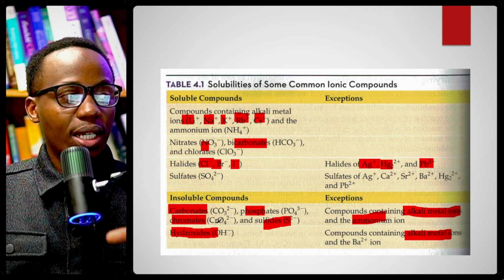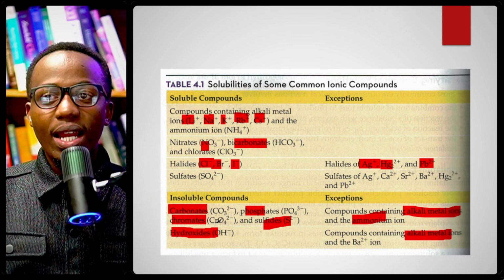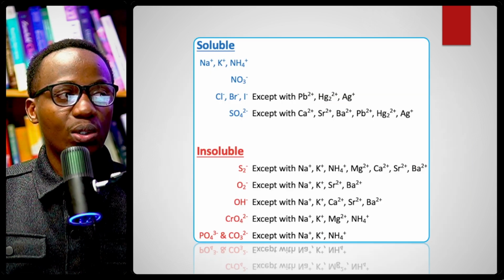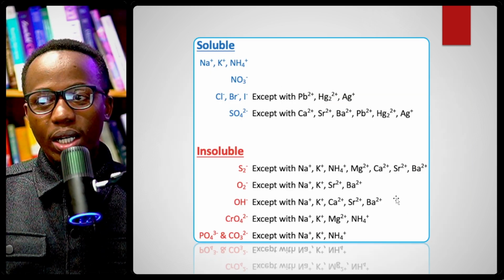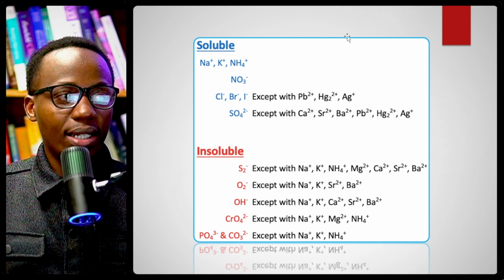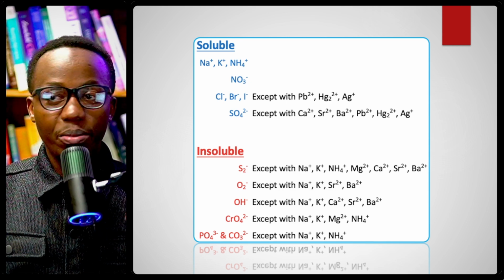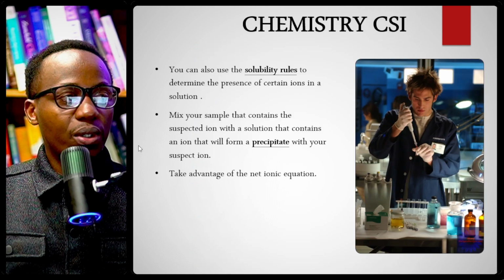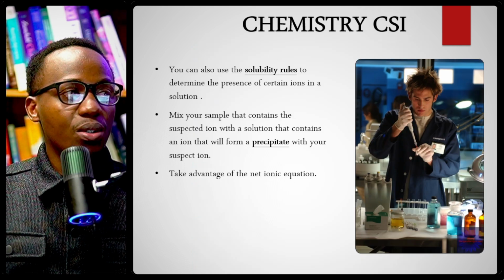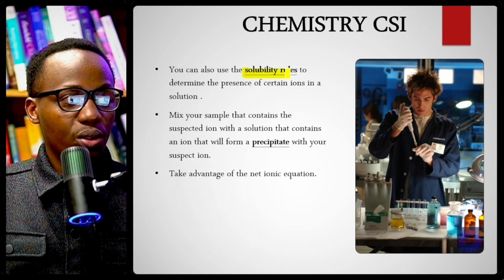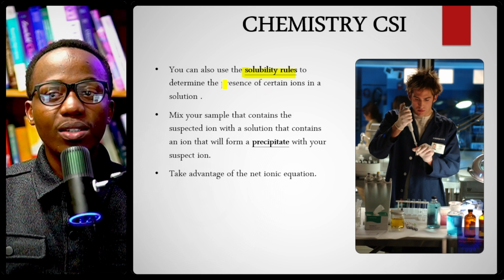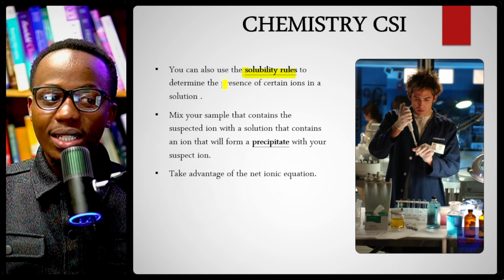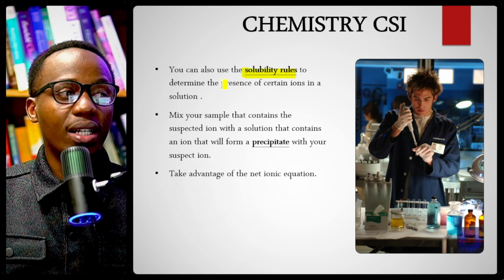So, as you can imagine, these are rules of solubility. And these rules can give us an idea of what is in a solution. This is another way to express the rules of solubility so that you can remember them. But we can use solubility rules to determine the presence of a certain ion. That's the whole point of qualitative analysis, right?